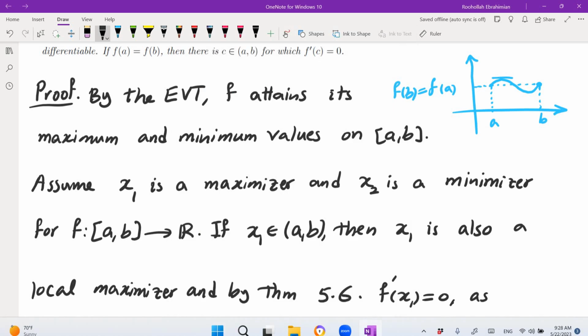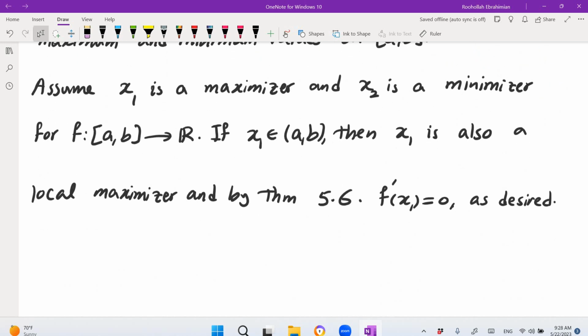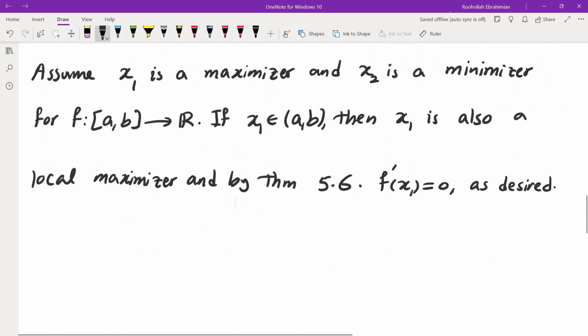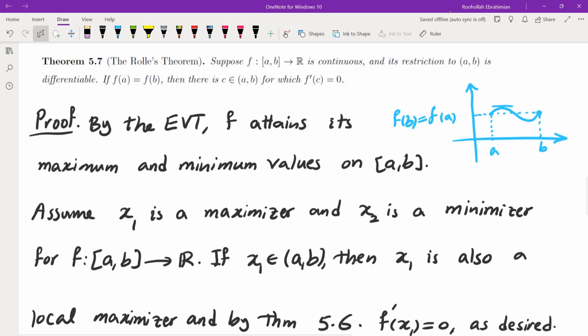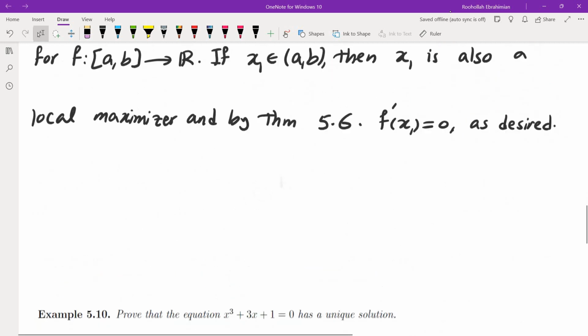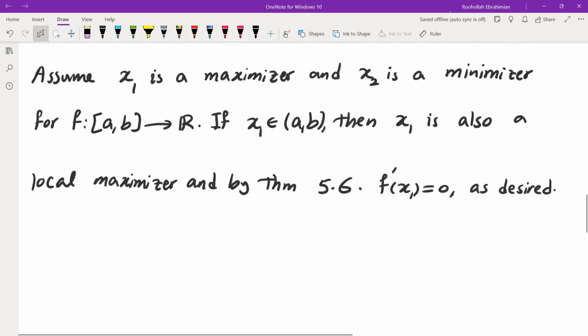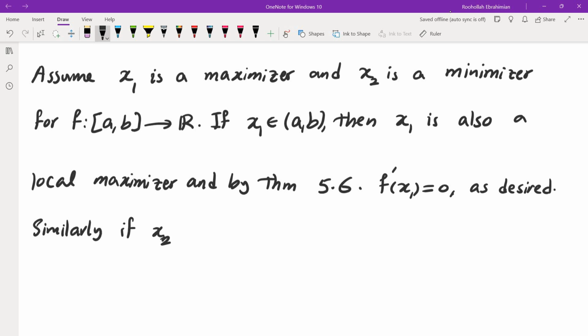And that's exactly what we wanted to prove. We wanted to prove that the derivative of this function is in fact 0 at some point. Okay. We showed that there is some c between a and b, that f prime of c is 0. Okay, so now, if that's not the case, it means x1 must be an endpoint. Similarly, if x2 is in the open interval, then f prime of x2 is 0.